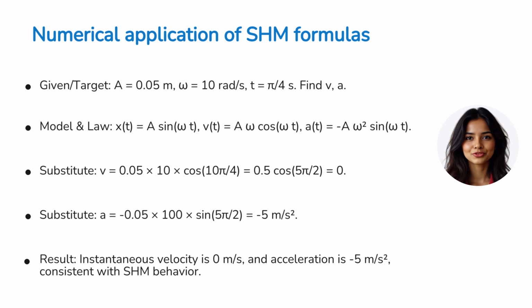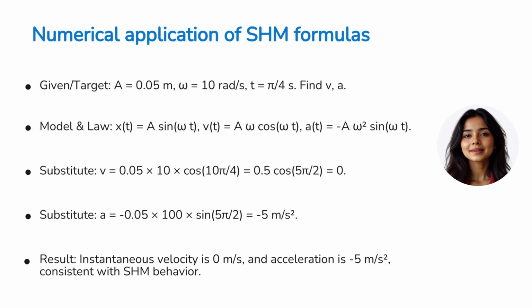Plugging in the numbers for velocity, we get 0.05 times 10 times cosine of 10 times pi over 4, which simplifies to 0.5 times cosine of 5 pi over 2. Cosine of 5 pi over 2 is 0, so instantaneous velocity comes out to 0 meters per second.